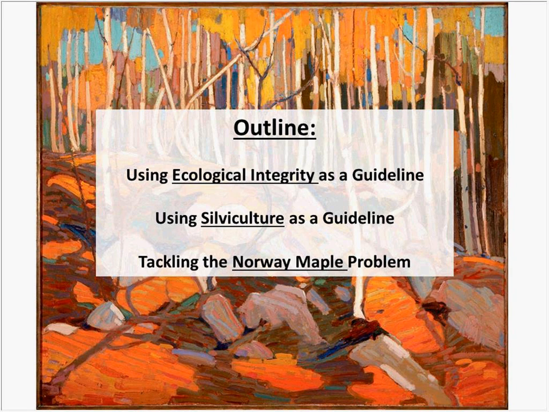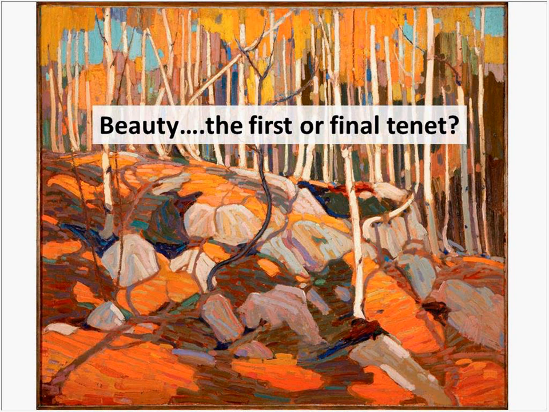These are the three things that I kind of wanted to hit on today. I'm going to leave a little bit of time so we can get to some questions, of course: using ecological integrity as a guideline, using culture as a guideline, tackling the Norway maple problem. One that I think is an important thing to talk about that doesn't get talked about too much is this idea of beauty.